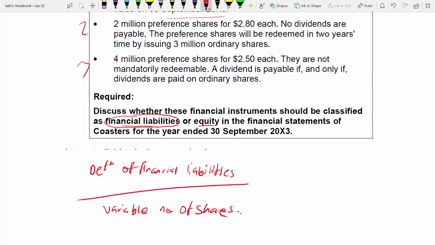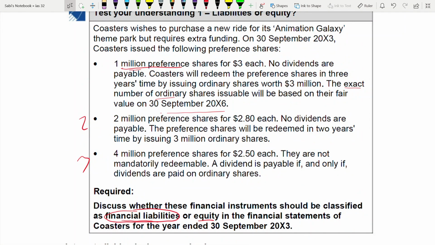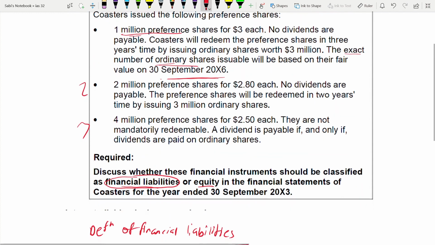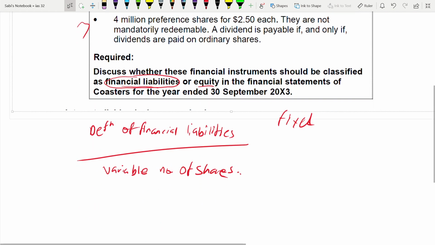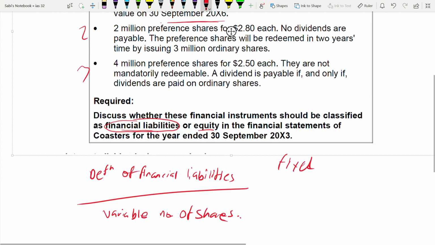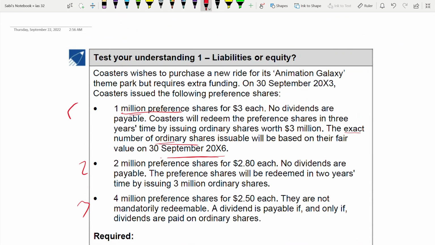You see here they don't know the fixed number of ordinary shares. It's variable. You don't know the exact number of ordinary shares. You will only know it on 30th September 2006. So therefore, this is a debt, a financial liability, not an equity. Because if it was equity, it should be a fixed number of shares. For financial liability, it should be variable. So this one is a debt or financial liability. I will write FL, because a variable number of shares you need to issue.